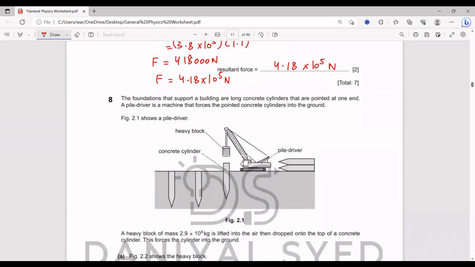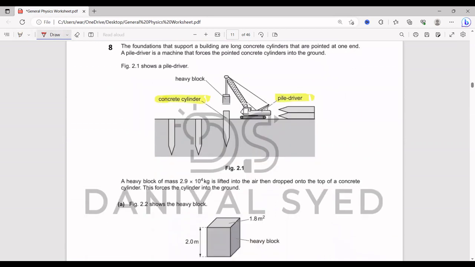Now, question number 8. The foundations that support a building are long concrete cylinders that are pointed at one end. A pile driver is a machine that forces pointed concrete cylinders into the ground. Now, students, a heavy block of mass.